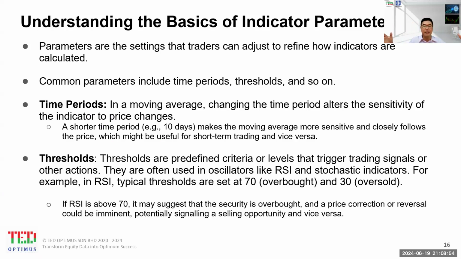Maybe a 200 period moving average, you can hardly see price follow any single day or any single week. Not like a 5 MA, which will follow almost every single bar.